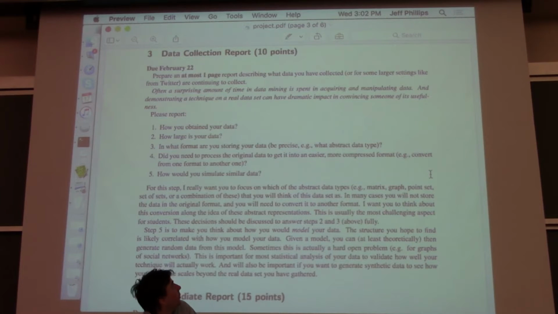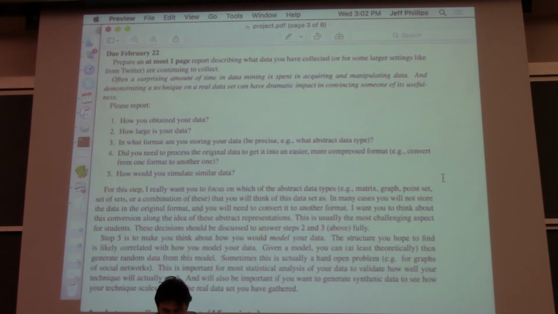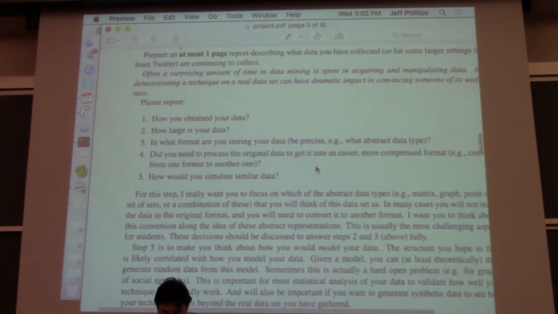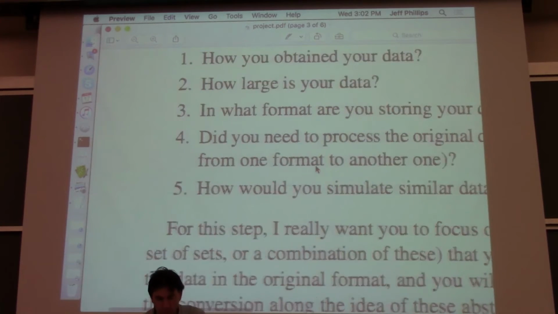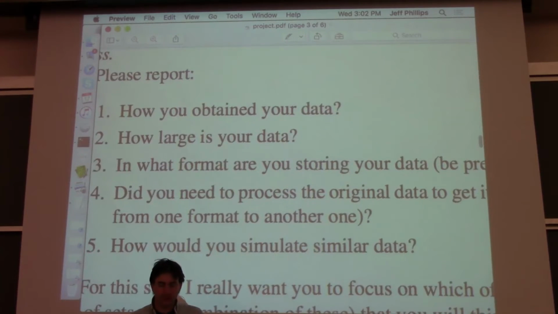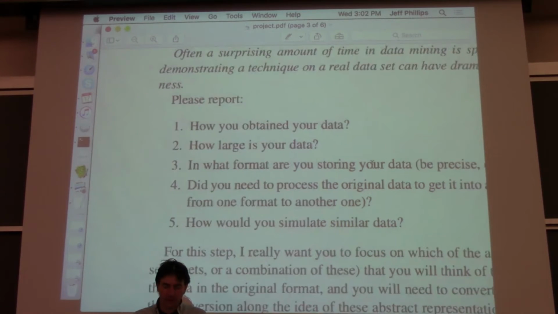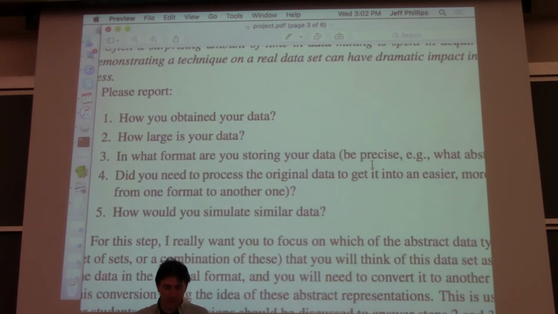So let's go through these points. Can people read these? Maybe make it a little bigger. So the 5 things that are required. That's readable. These questions are not meant to be hard. If you do something reasonable, you'll get all the points.